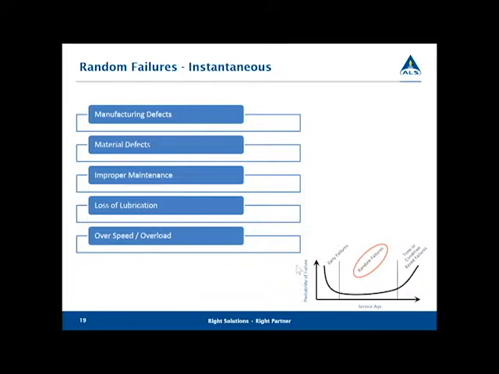Loss of lubrication. Perhaps things just aren't greased as appropriately, or the oil's not changed out, or production calls for more productivity out of that asset, so that it actually experiences an overspeed and overload environment. All these things are random, but they're instantaneous, and that could attribute to that failure mode.